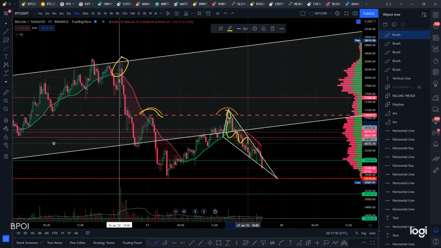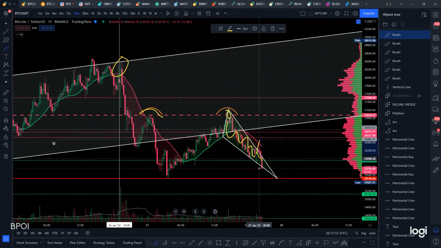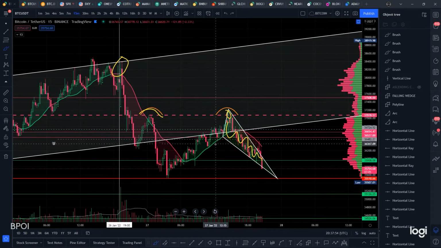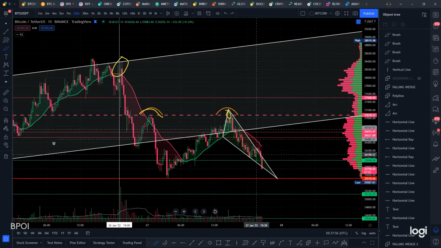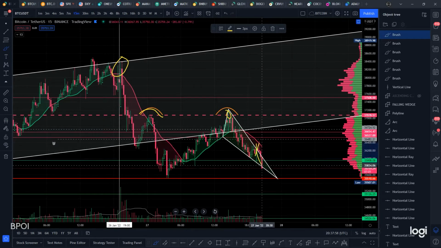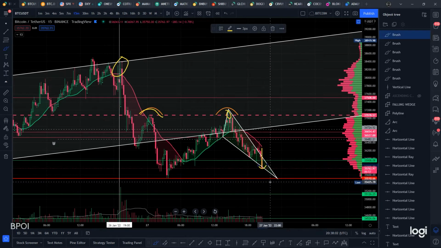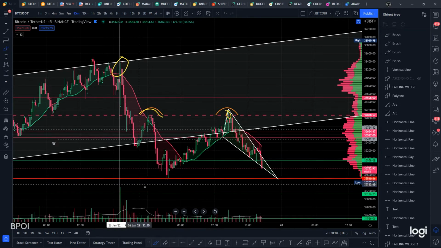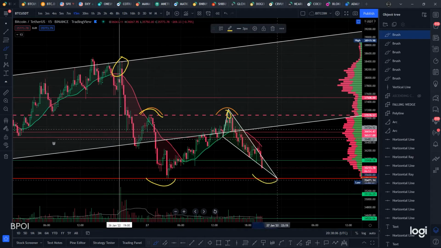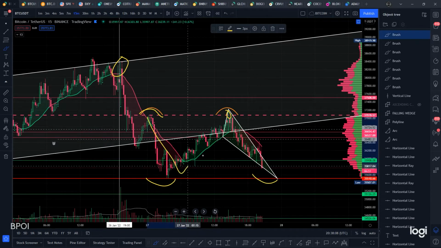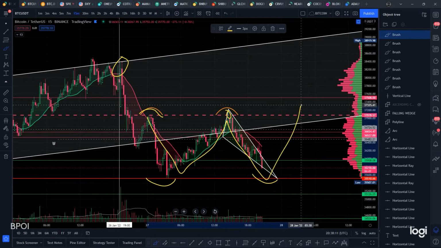Falling wedge, still in the falling wedge. Just had a fake out, literally just had a fake out. This is the 15-minute time frame, by the way. So we just had that fake out and then dropped back into the pattern, and suddenly we're getting this sell-off at the moment. So what I'm looking for is potentially a double bottom. We've got this sort of W pattern, which may play out. I'm not sure at the moment.